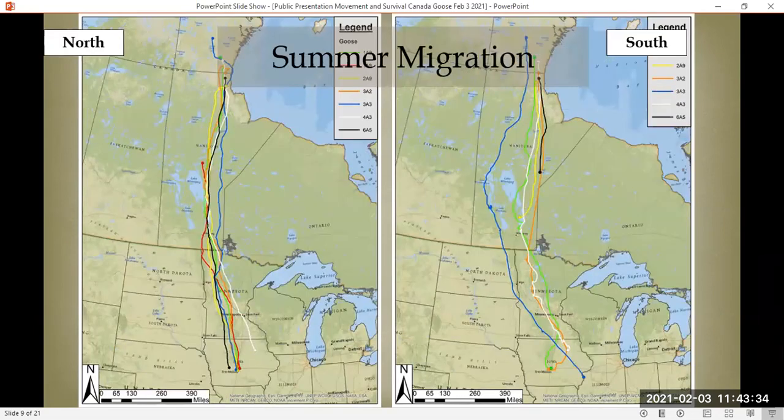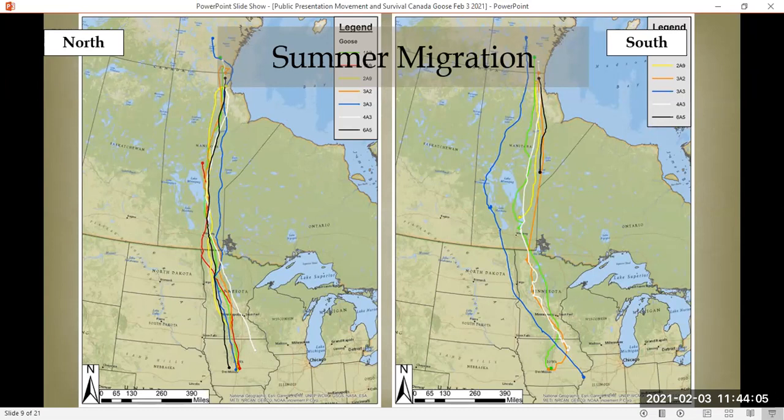We also saw a summer migration. Some of the geese that we captured with goslings the first year, during that following spring, their nest was not successful. Perhaps it was predated or a weather event or something like that. We found a surprisingly high proportion of those geese that were unsuccessful in nesting made a large summer migration up to northern Manitoba.